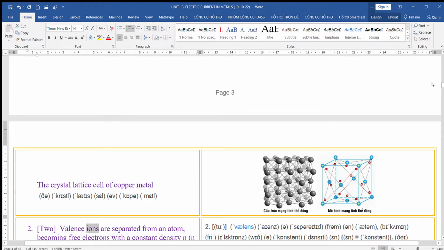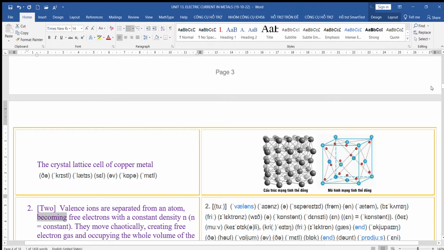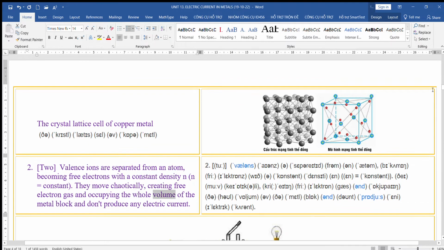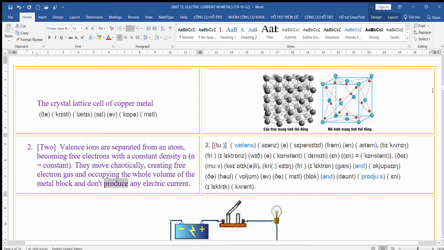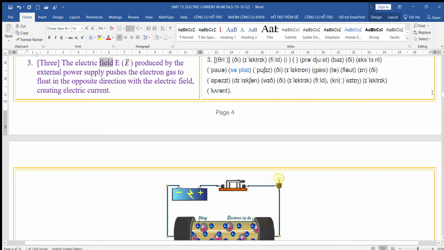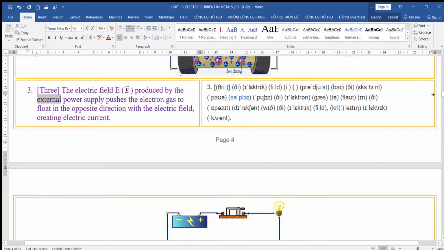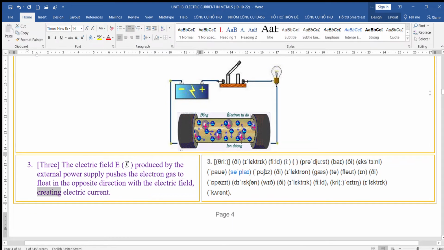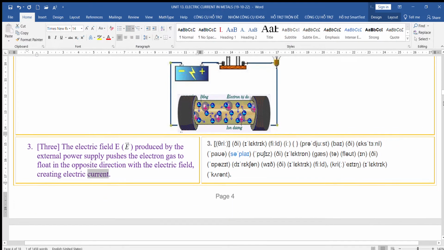2. Valence electrons are separated from an atom, becoming free electrons with a constant density, n equals constant. They move chaotically, creating free electron gas and occupying the whole volume of the metal block, and don't produce any electric current. 3. The electric field E, produced by the external power supply, pushes the electron gas to float in the opposite direction to the electric field, creating electric current.